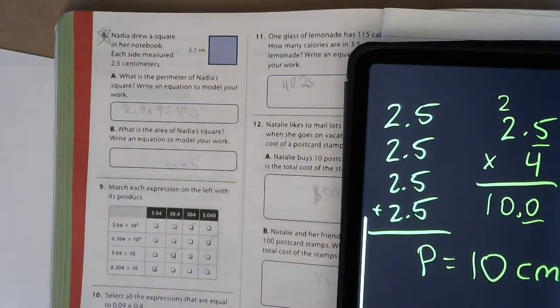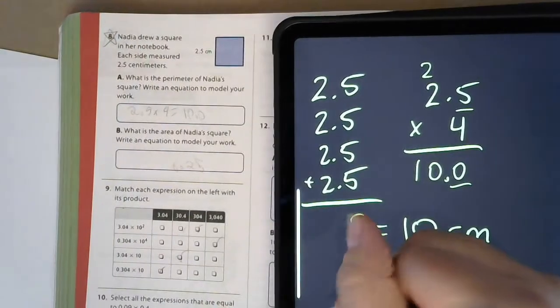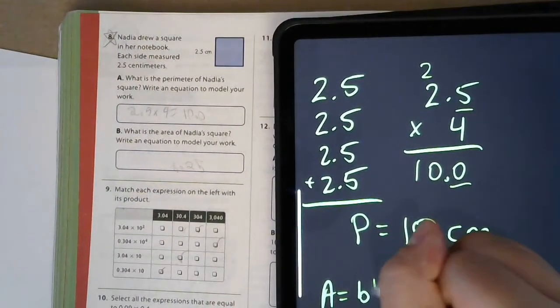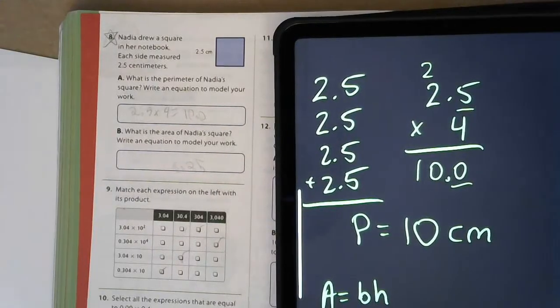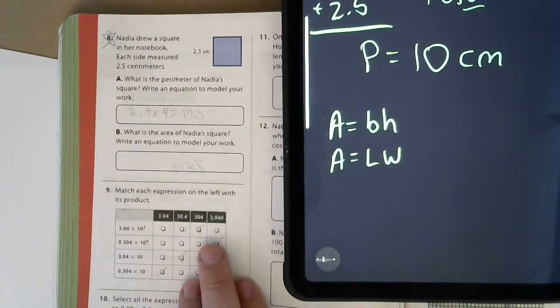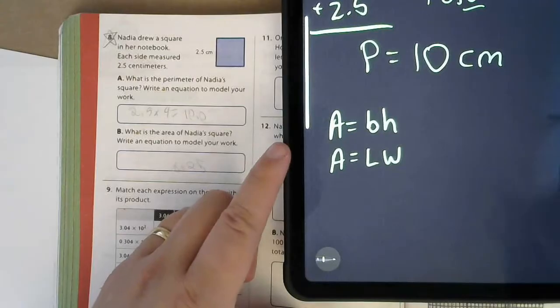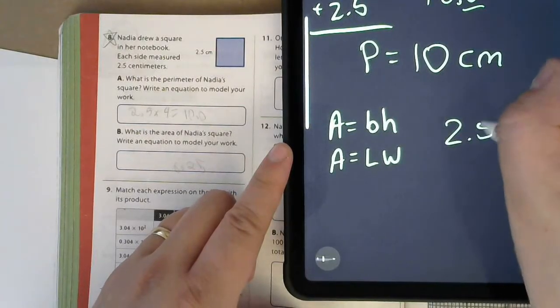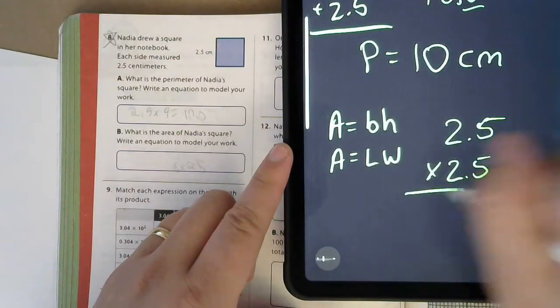Look at letter B. It says, what's the area of that square? Well, the area, remember, we're going to use our formula. Area equals base times height, or we could say area equals length times width. If we use either one of those formulas, the base or the height, the length or the width, they're all the same. It's 2 5/10. So I'm going to take 2 5/10 and multiply that times 2 5/10.